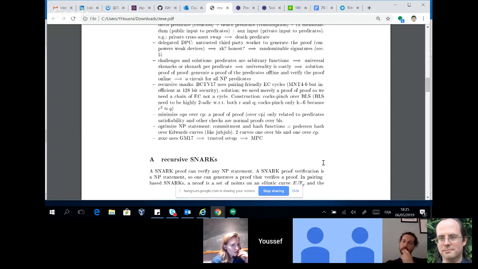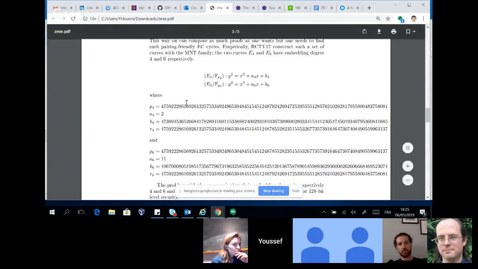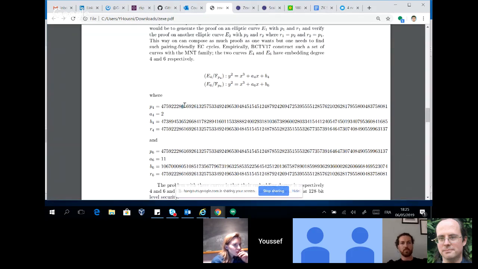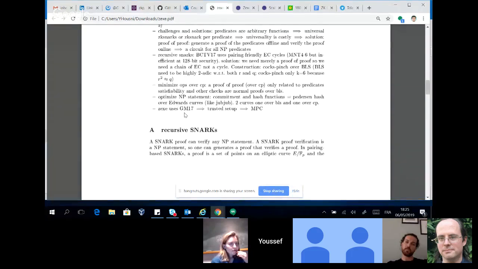This paper proposed a family of elliptic curves, the MNT family. It was the first family ever to propose pairing friendly elliptic curves. But the problem is that they have an embedding degree equal to 4 or 6. This is a problem because of the parameters of the curve. P is 149 bits. So if we reason about the security of the curve, we will reason about the embedding degree 4, since it is the smallest one.